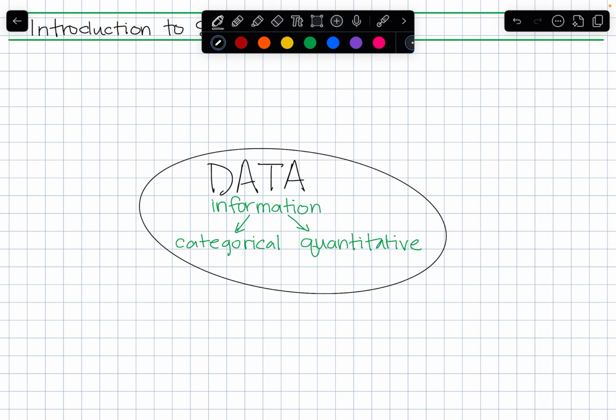In statistics, we're going to do several things with this data. So one of the first things we're going to talk about is how do we collect it? And we collect data using different sampling methods. And there is a video this week where we're going to talk about the different sampling methods that are used.